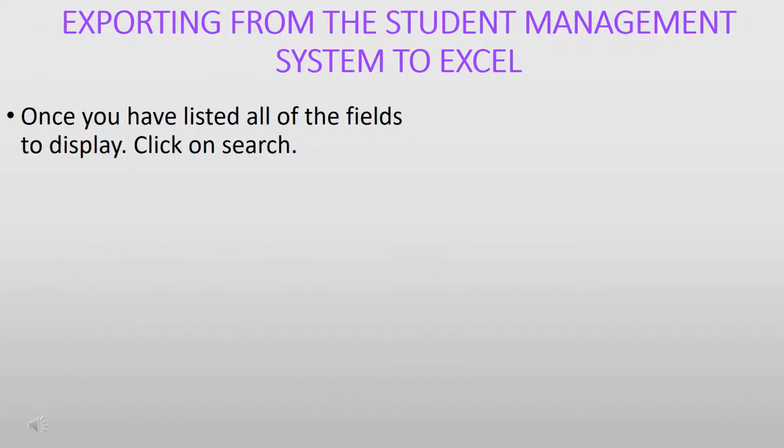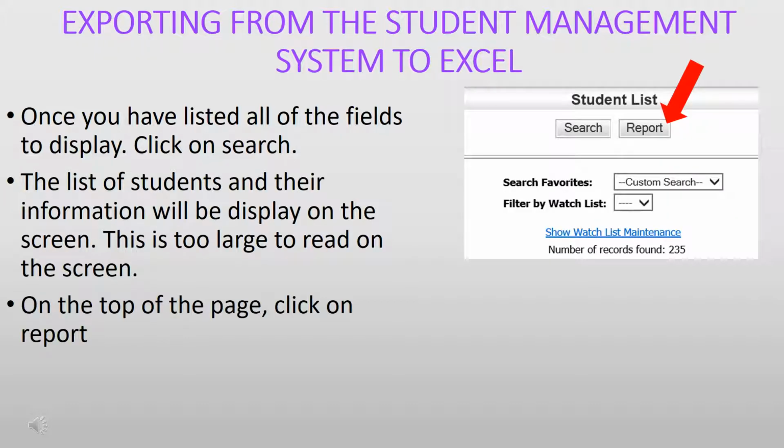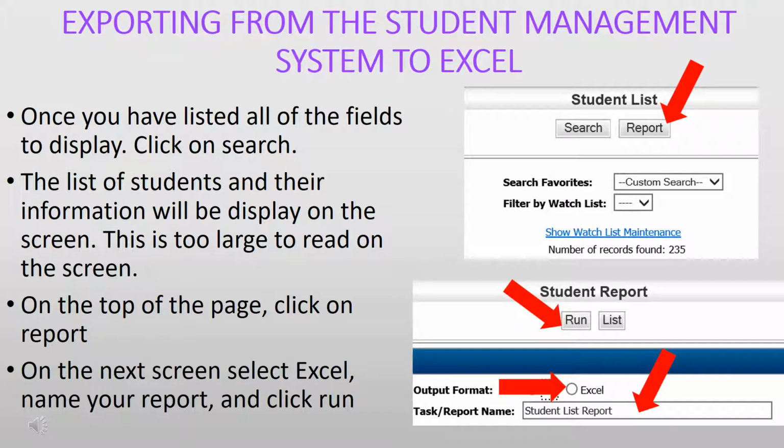Once you have listed all of the fields to display, click on Search. The list of students and their information will display on the screen. On the top of the page, click on Report. On the next screen, select Excel. Name your report and click Run. The Excel file will be displayed on your home screen.